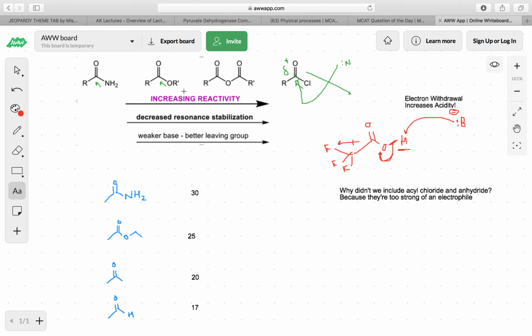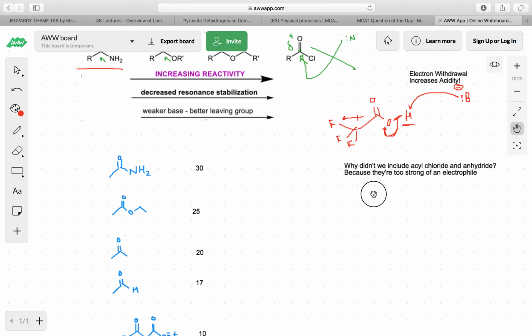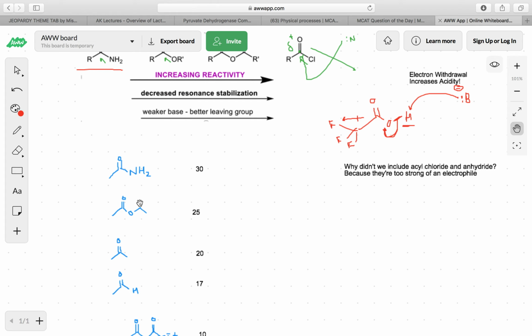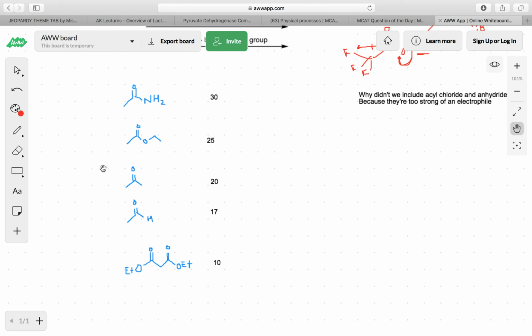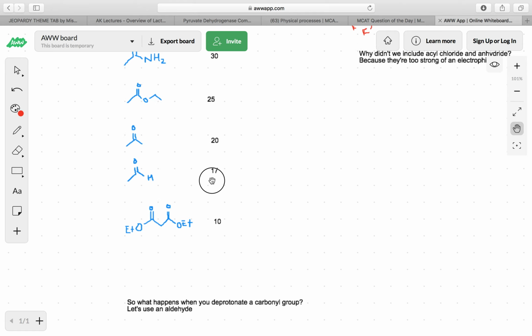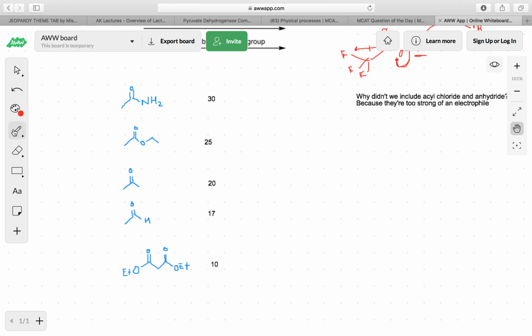We know that as we move right here, there's more electron withdrawal because it increases the positive charge here. So theoretically, as we move to the right, we should get better acids. And let's see if that actually works in practice. Well, our amide should be the worst acid, and we see that it has a pretty high pKa, so we know it's not that good of an acid, so that makes sense. Then we have our esters next, and then here I put a ketone and an aldehyde, and lastly a beta-dicarbonyl group.